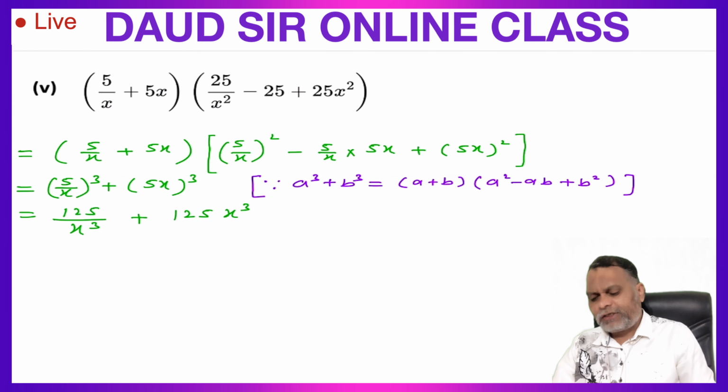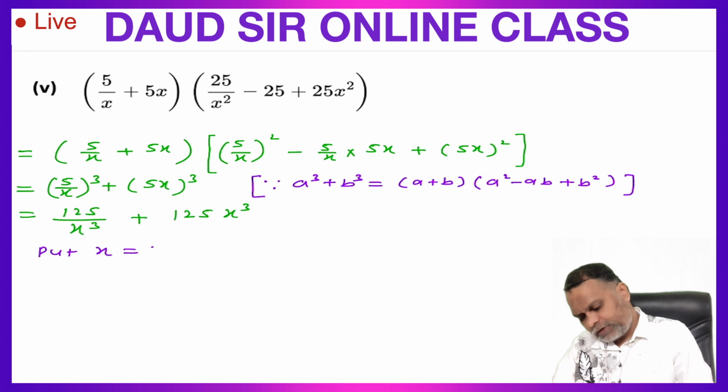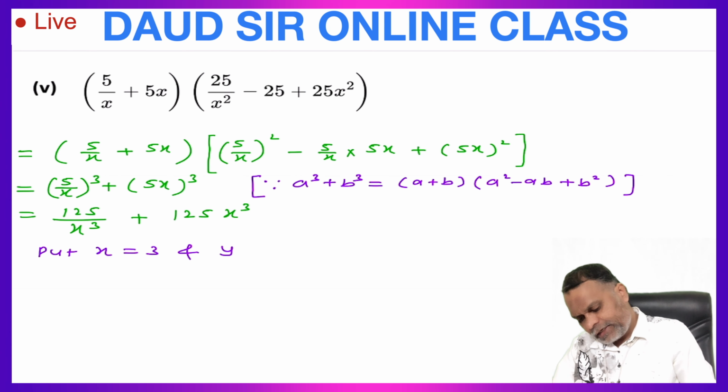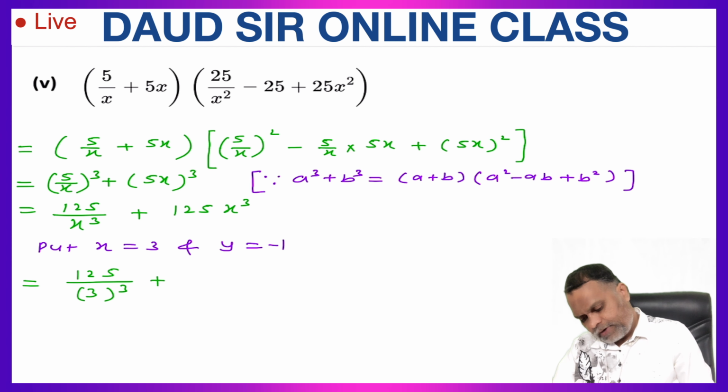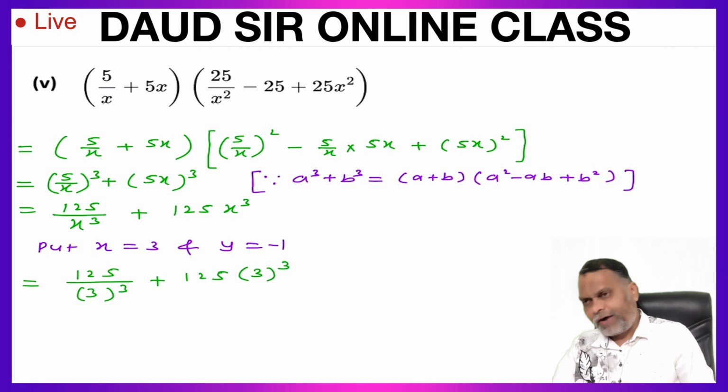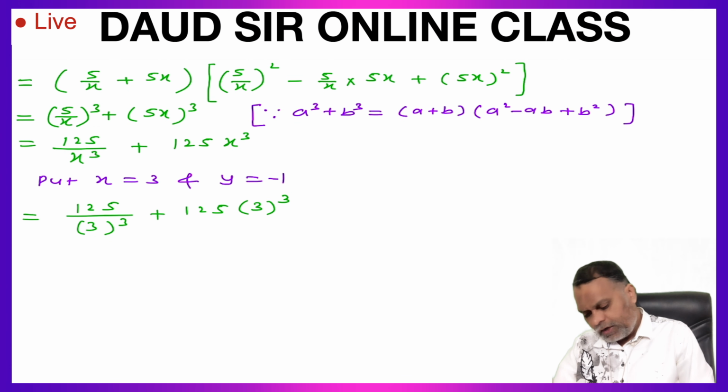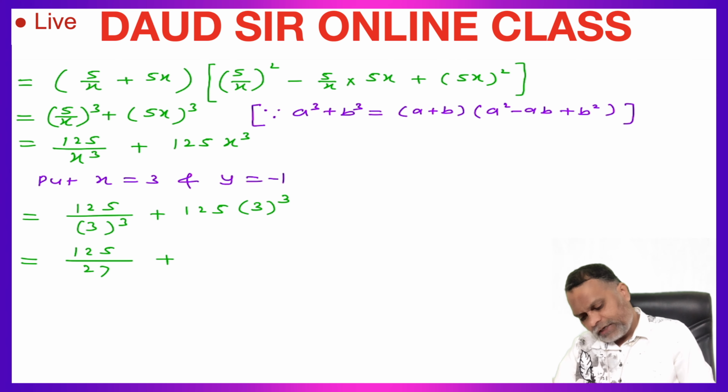Now we can substitute x is equal to 3 and y is equal to -1, as given in the question. Here there is only x, so we can write 125/x³ as 125/3³ plus 125x³ with x is 3, so 125 into 3³. Y is not here, so no need to put y. It is equal to 125/27 (3 threes are 9, 3 nines are 27) plus 125 into 27.